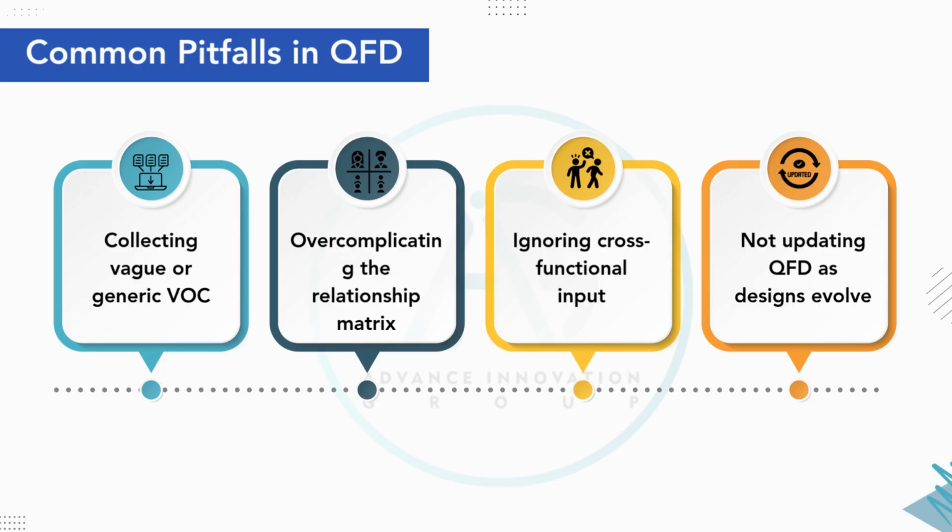3. Ignoring cross-functional input. QFD should include voices from multiple departments, marketing, design, operations, etc., to ensure balanced decisions. 4. Not updating QFD as designs evolve. QFD is not a one-time activity. As product or process designs change, the QFD should be updated accordingly to stay relevant. Avoiding these pitfalls makes the QFD process more effective and valuable.